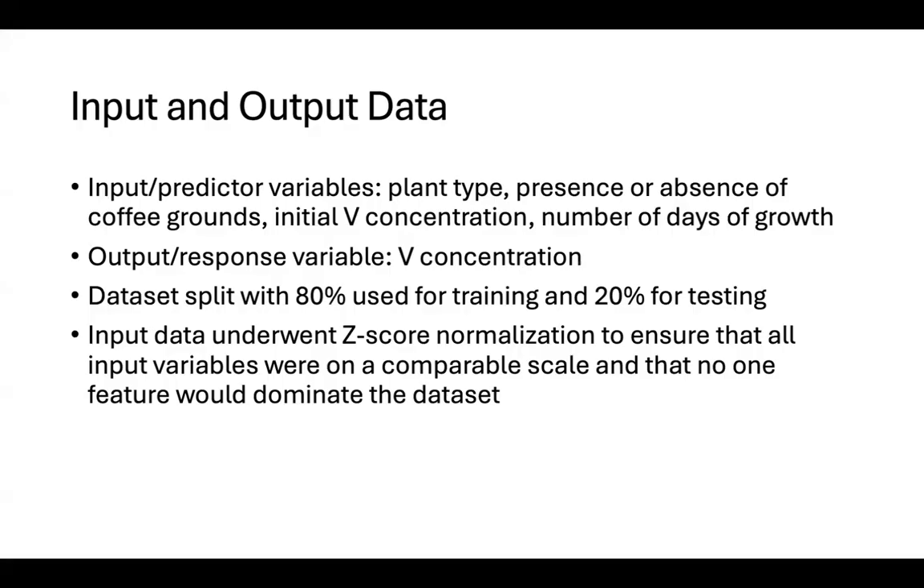For the machine learning portion, the input or predictor variables were plant type, presence or absence of coffee grounds, initial vanadium concentration in the solution, and number of days of growth. The output or response variable was the vanadium concentration within the plant. The dataset was split with 80% of that being used for training and 20% for testing. And the input data underwent z-score normalization to ensure that all input variables were on a comparable scale and that no one feature would dominate the dataset.